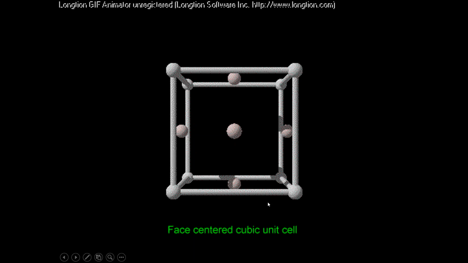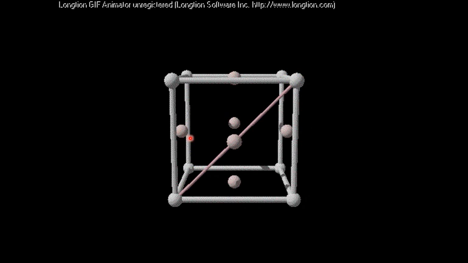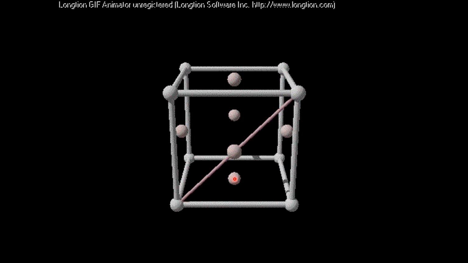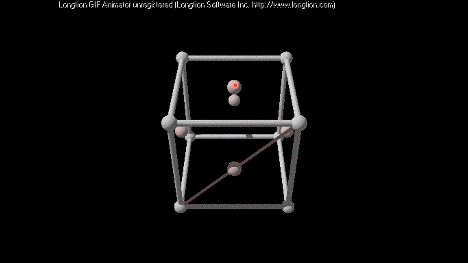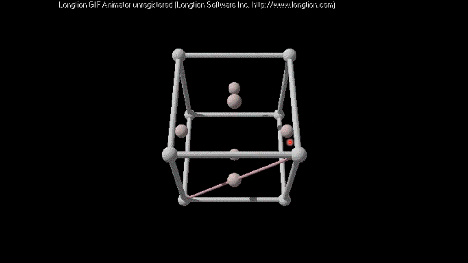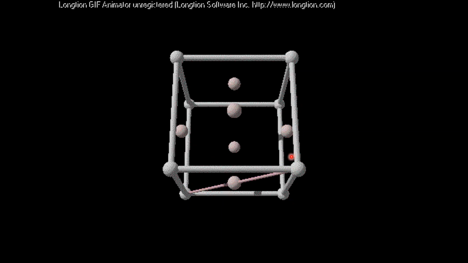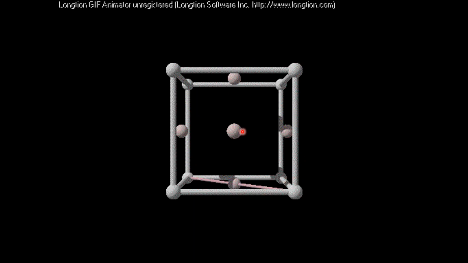So here is an example. Again, you can see the animation by yourself. Along with the corners, here you can see each face has an atom at its center, and how they are connected with the diagonals to the other atoms. I mean, how the face center atoms are connected to the nearest neighbors. This animation you can clearly observe.